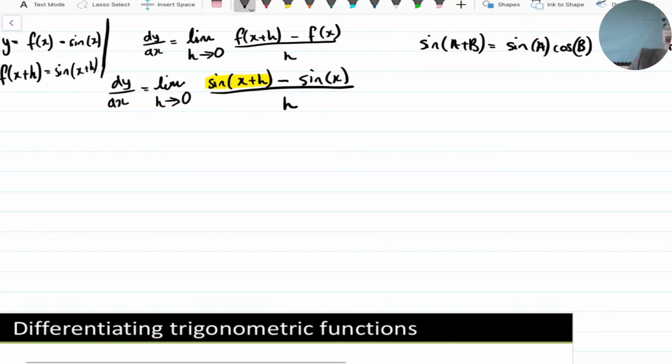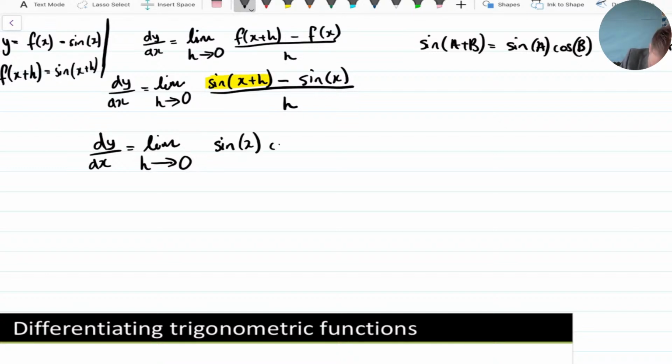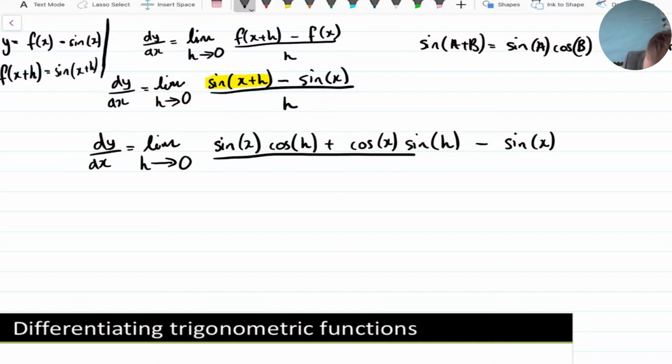Okay, so if I want to split this part up here, I'm going to have dy by dx is equal to the limit as h tends towards 0 of sine of x cos of h plus cos of x sine of h minus the sine of x all over h. Okay, it's getting a bit trickier now.